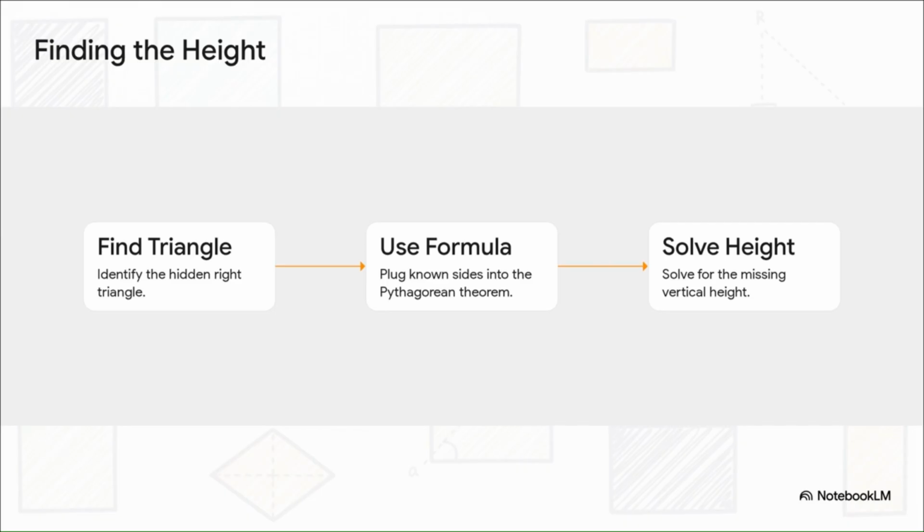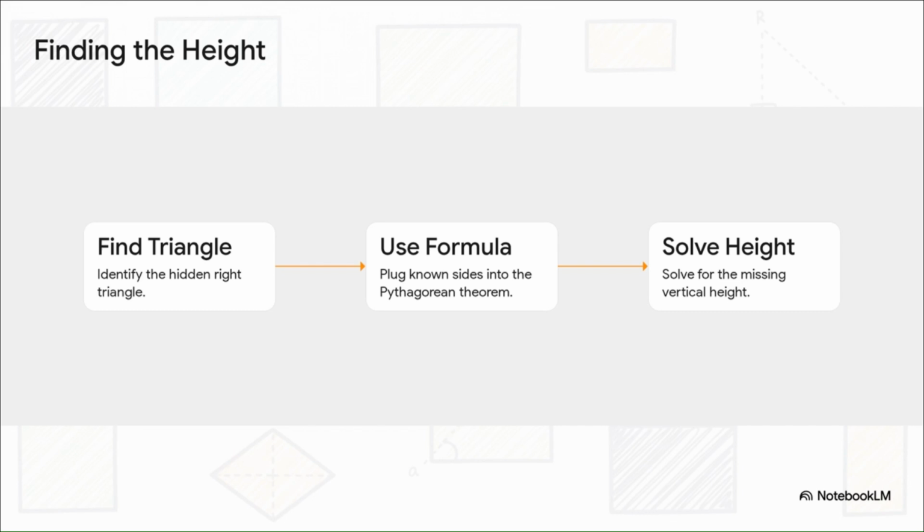So how exactly do we find that true vertical height if all we have is the slanted edge? Well, step 1, we hunt for that right triangle hidden inside the shape. If you drop a vertical line straight down from the top corner, boom, there it is. Step 2, we plug the known slanted side, which is now acting as our hypotenuse, into the Pythagorean theorem. And finally, step 3, we solve for the missing height. By breaking it down like this, we can see exactly how Pythagoras helps us uncover those hidden measurements we desperately need for the area.